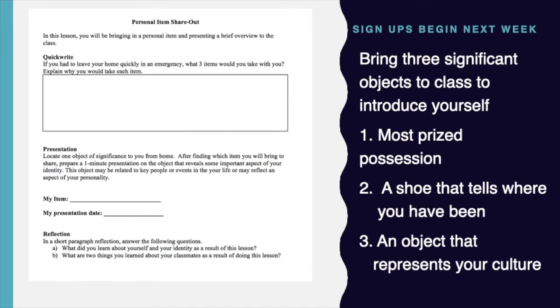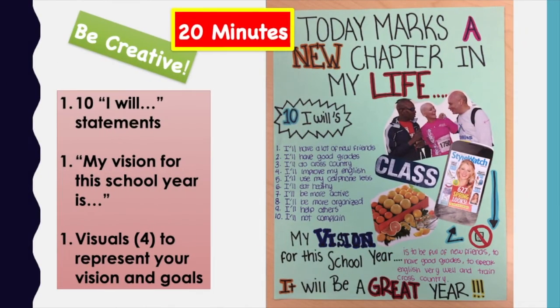So our first activity is going to be to create a vision statement. When you came into the class, you should have picked up a blank piece of colored paper that was by the front door. If you didn't, you can get one quietly after I give the directions. Don't get up right now. So I'm going to give you 20 minutes to work on a vision statement. And what you're going to do, you're going to title this assignment, "Today marks a new chapter in my life."